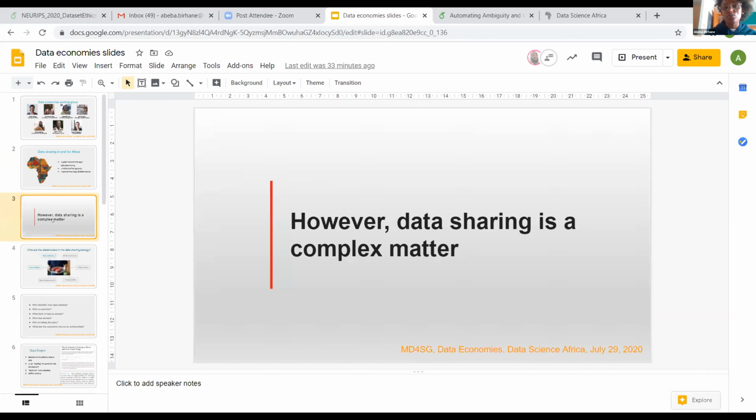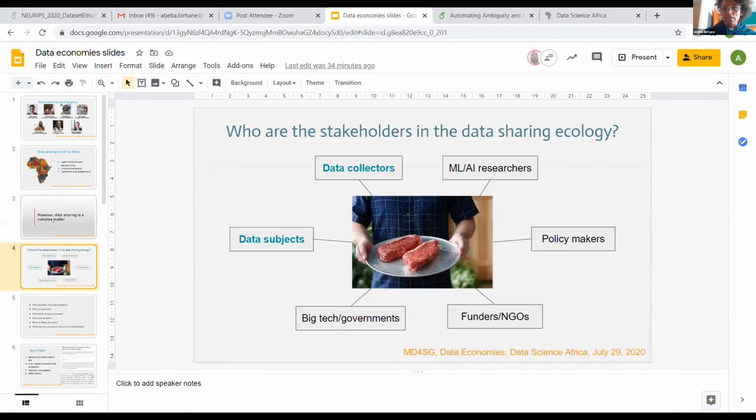Even though there is so much enthusiasm and great excitement about data sharing, we look at how this enthusiasm and positive outlook fares for African researchers, especially people who collect data, and data subjects. We delve deeper into the intricate and complex matter of what data sharing entails, and whether it actually is a net benefit for everybody involved. I hope my slides are moving.